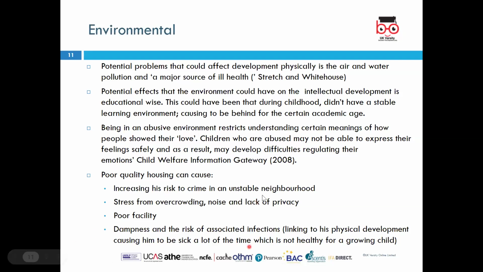Poor quality housing, its environment again, increasing the risk of crime in an unstable neighborhood. Always see your neighborhoods wherever you're living. If you want to have a peaceful environment, you need to see a good neighborhood where you want to live in. It's just not the house. Stress from overcrowding, noise, lack of privacy, poor facilities, dampness, and the risk of associated infections is very common.